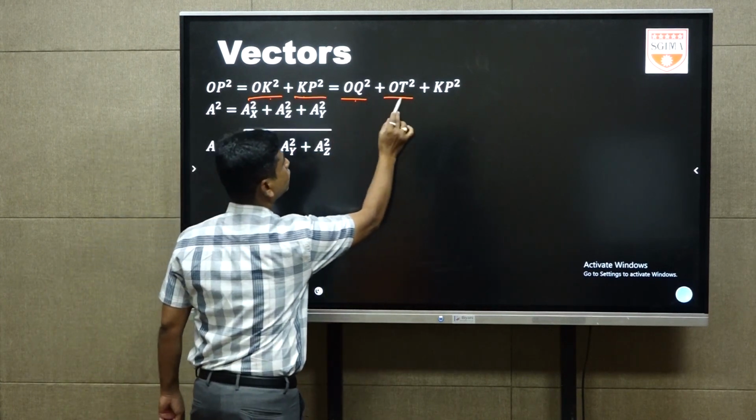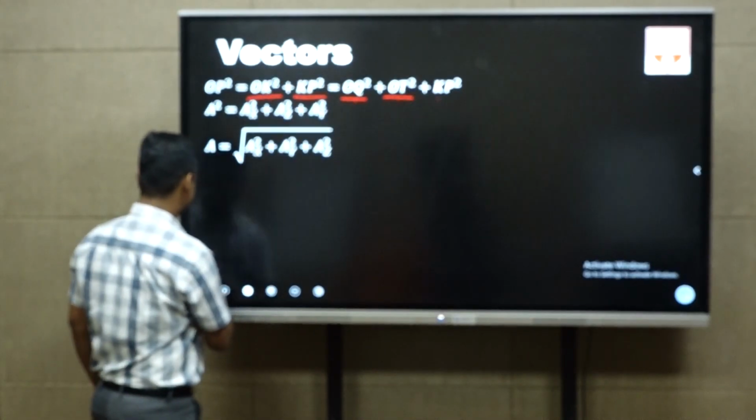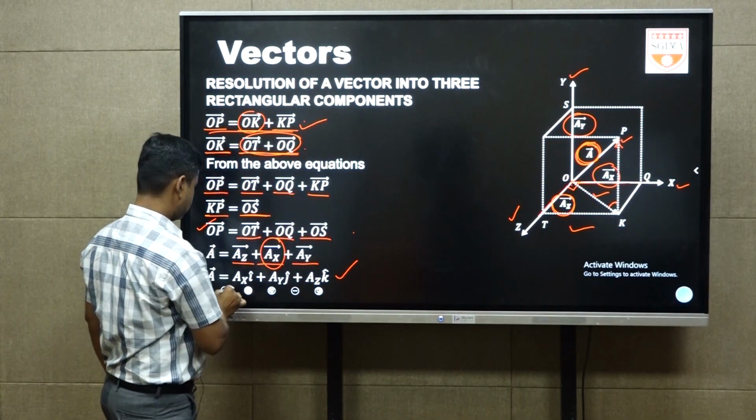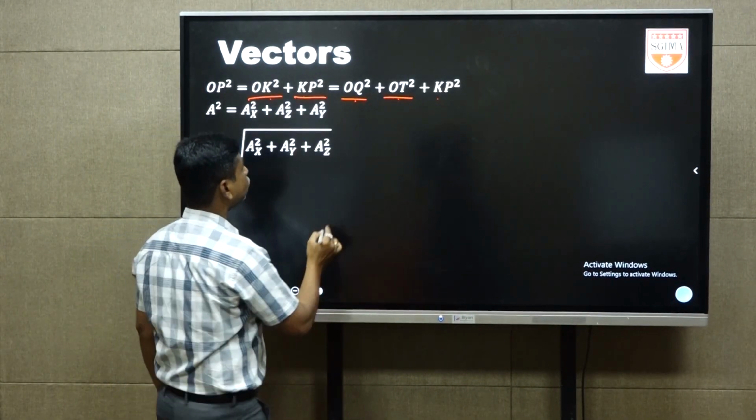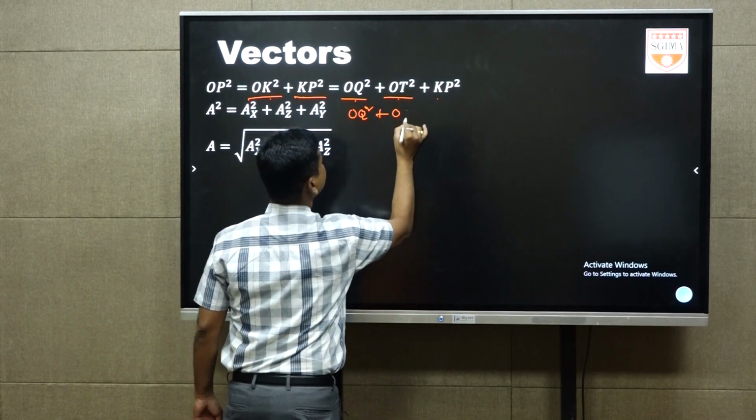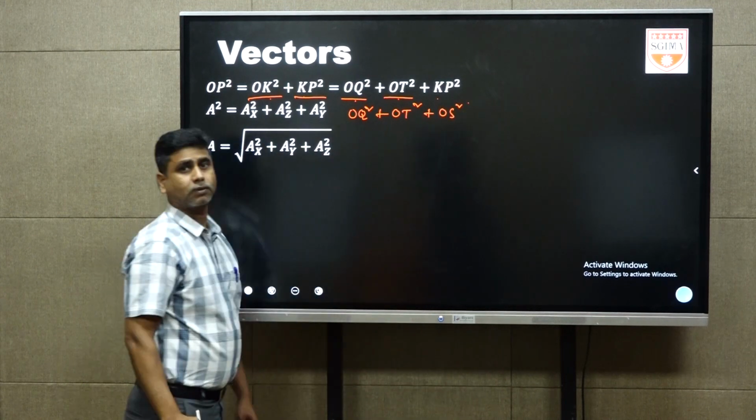But here with OQ, OT, KP, you can take one more form also. KP equals OS also. With KP equal to OS taken, here you write OQ square plus OT square plus OS square also.